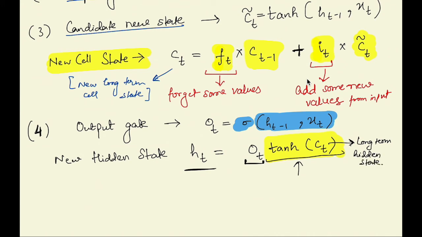So by maintaining ct, LSTMs help to perform better, to capture long-term dependencies, and help us get rid of the vanishing gradients or exploding gradients problem.